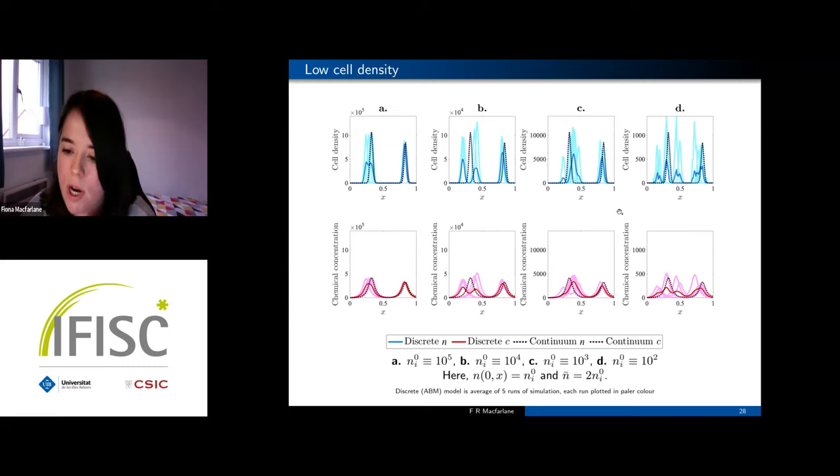So in this case, what we're highlighting here is that there can be cases, especially when there's more randomness in the system, where the partial differential equation model is not capturing the same things that the individual base model is, where the individual base model is able to capture the dynamics that are occurring from the single cell level a bit more.